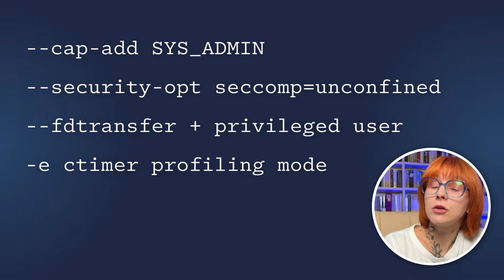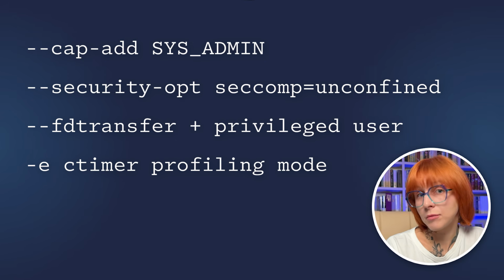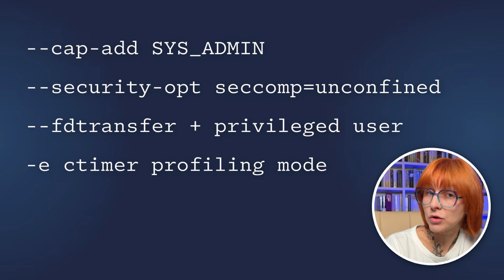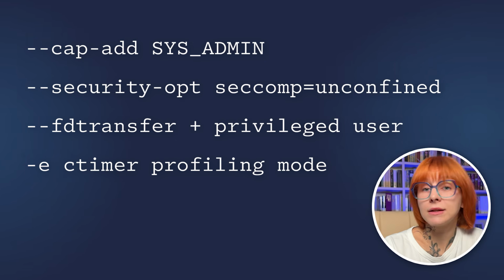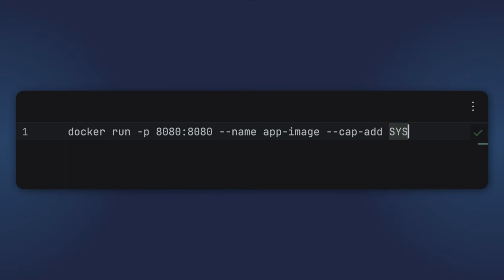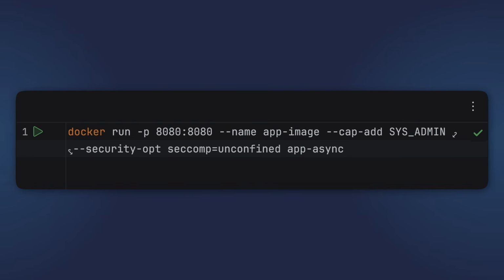And finally, you can fall back to the ctimer profiling mode. It is similar to CPU mode, but it doesn't require the perf events support. So the command for running the Docker container may look like this. You specify the SYS_ADMIN capability and you disable the default security profile. Okay, the container has started. And if you attach the Async Profiler as an agent at application startup, the profiling has already also started.